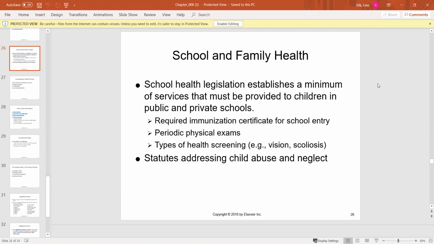There are also different statutes addressing child abuse and neglect. What is our thing in Ohio about child abuse? What is our responsibility if we see a child that we think was abused? We have to report it right away. Who do we report it to? Social services or child protection services. Yeah. And then who would it be if we were talking about older adults?